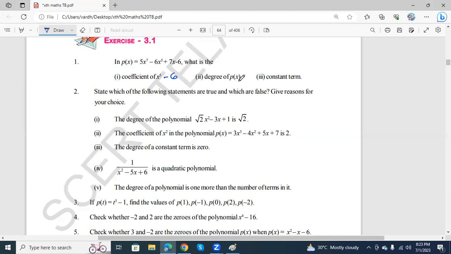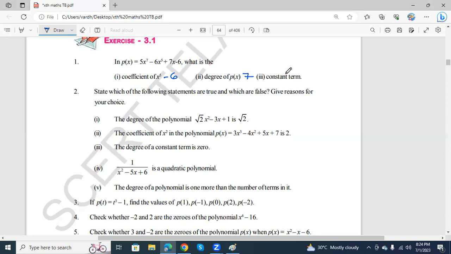Degree of p of x. The highest power in the expression will become the degree. Each and every term you need to check the power. So the highest power in the expression will become the degree. So here 7, 5, 1 is there, and here nothing is there means 0. So 7 is the highest power. This will become the degree of this expression.